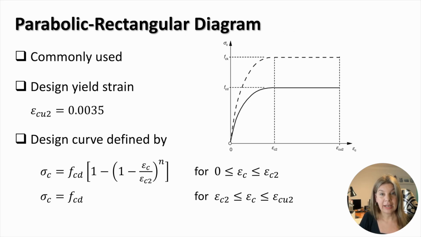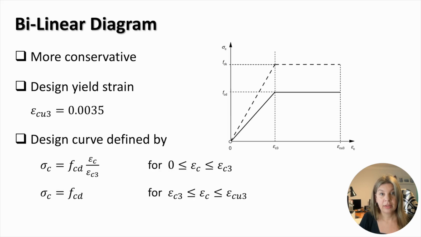The parabolic rectangular diagram is commonly used. The parabolic rectangular curve has two distinct regions, as you can see in the diagram on the right. The curve is parabolic in the region of strains between 0 and epsilon c2, and linear between epsilon c2 and epsilon cu2. The expressions describing this curve in the two regions are given here. As you can see in the second part, the curve is horizontal, and the stress is equal to the design compressive strength of concrete. Eurocode 2 assumes that the maximum compressive strain epsilon cu2 that can develop in concrete is 0.0035.